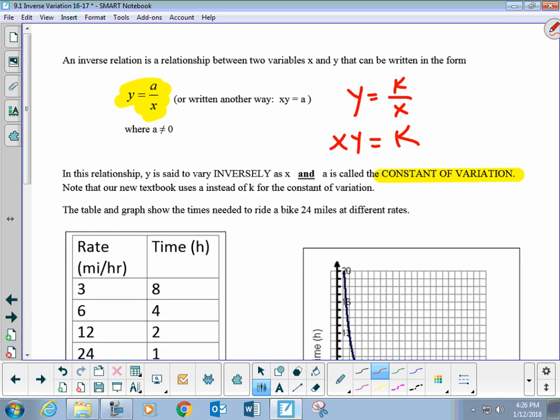So what is that telling me? If I multiply two numbers together, I should get a constant. We're going to use that here in a few minutes. So when we are talking about y is equal to k over x, the words we use in writing say y is said to vary inversely as x. Those are the kinds of things we write in a word problem. These are the words that tell you that this is inverse variation.